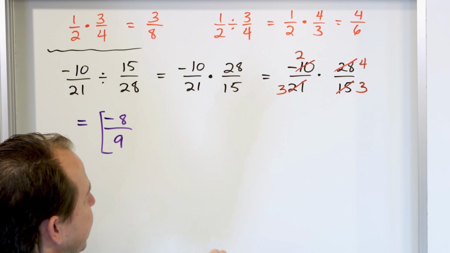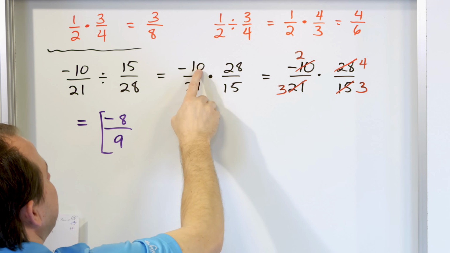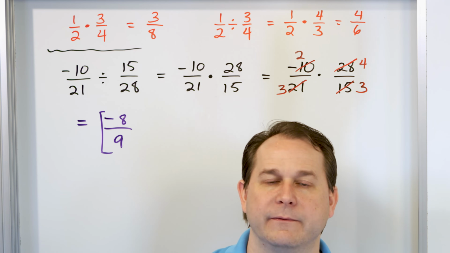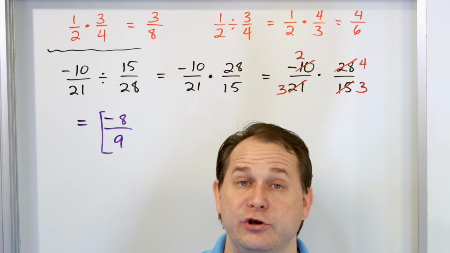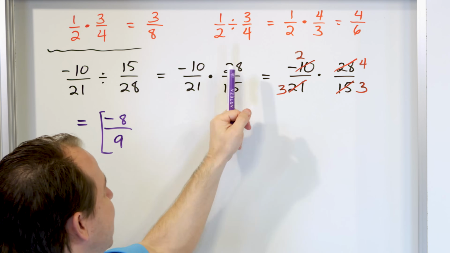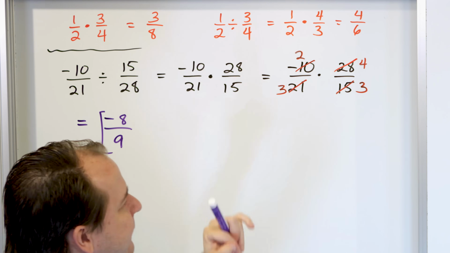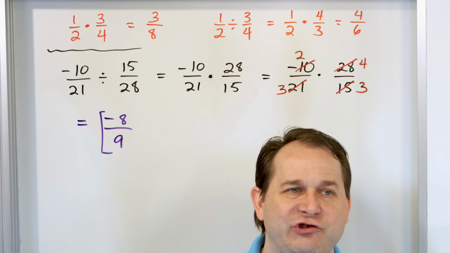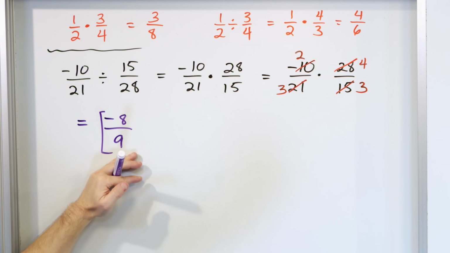Now I want to stress to you that you don't have to do this step, of course. You could take this, -10, multiplied by the 28, will give you -280 on the top, right? And then 21 times 15, I confess I haven't actually multiplied that out, but you can multiply that out and you'll get a denominator. 10 times 2 times 14 is 280. So -280 on the top. You'll have whatever number you get on the bottom by multiplying. Then you'll have a giant fraction that you have to simplify. And when you simplify it, you will get -8/9.